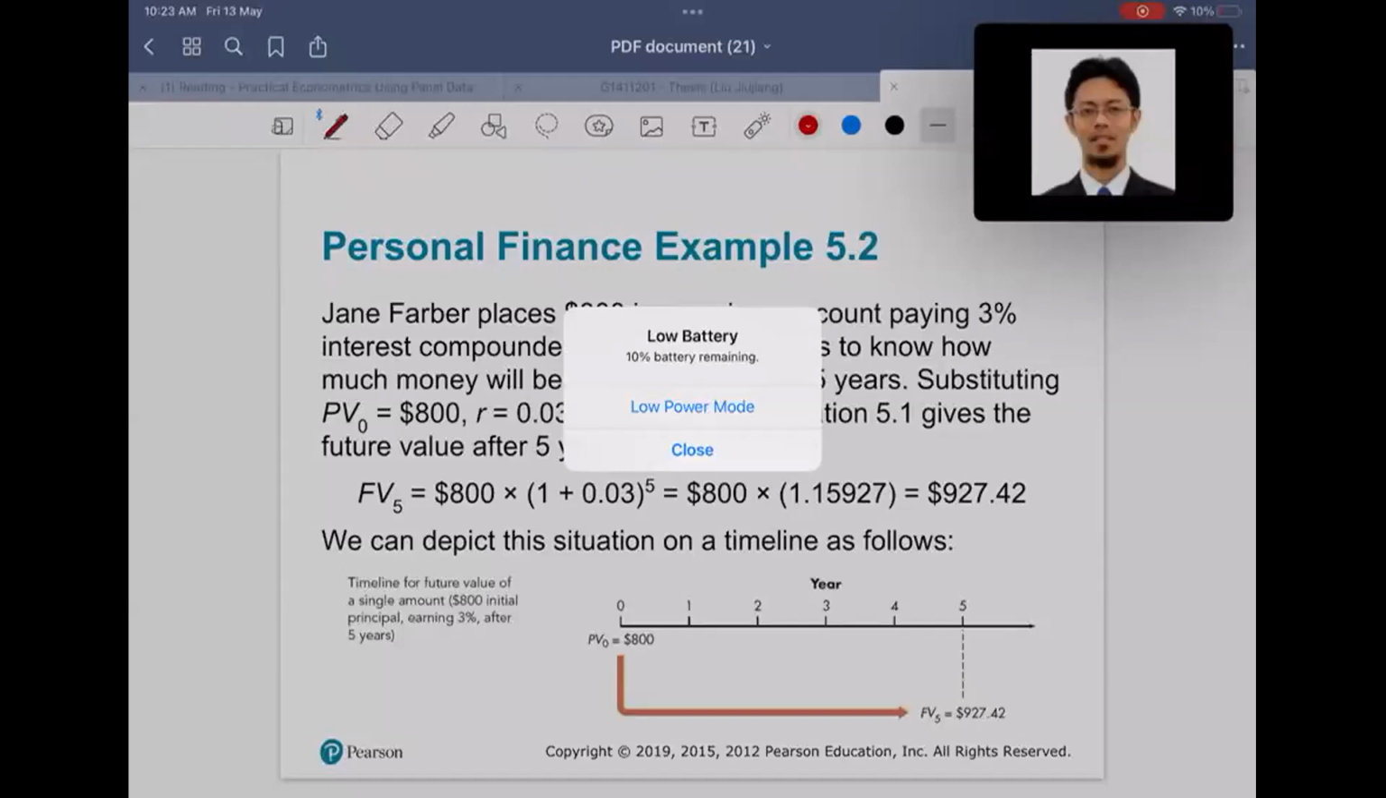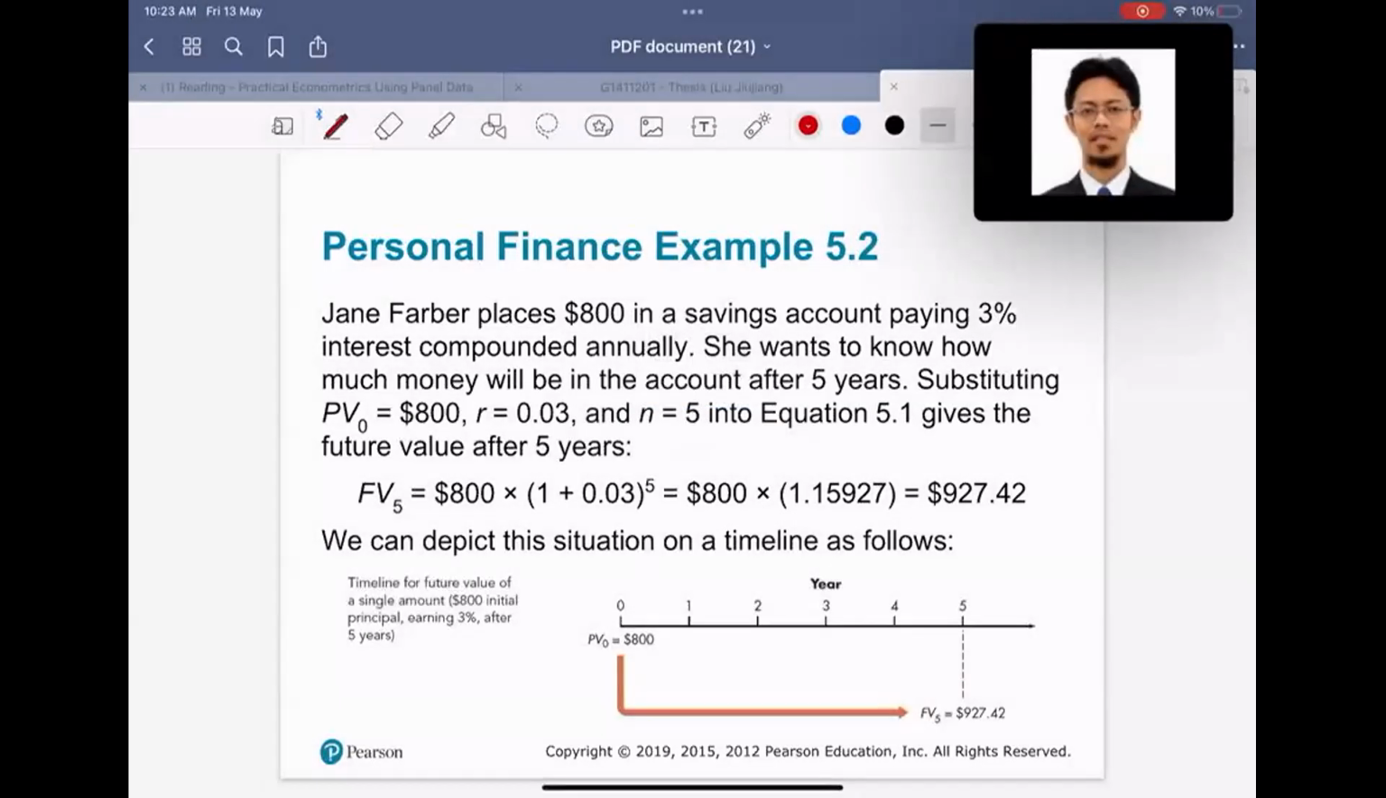Sir, you got the answer? Yeah, 45.95. Okay, good. For flow way 3, how did you get 1 plus 0.03 to the power of 5? Okay, this is okay. Okay, your present value.